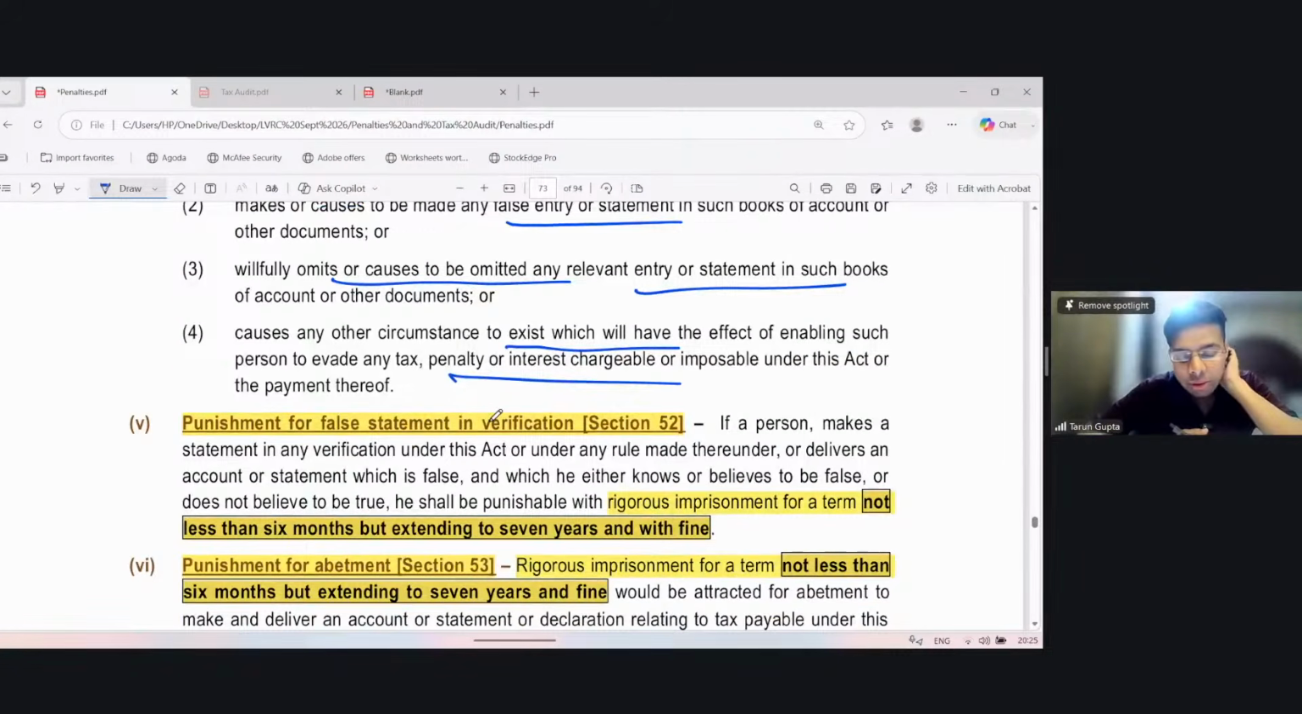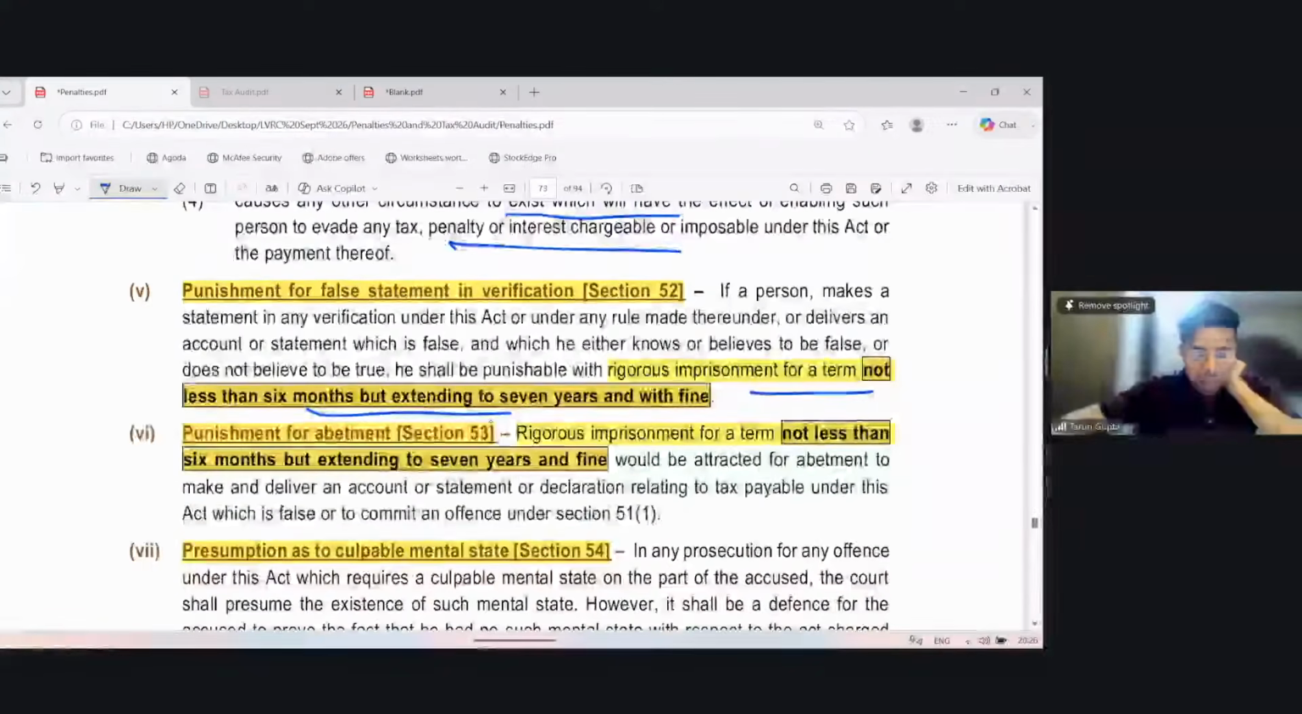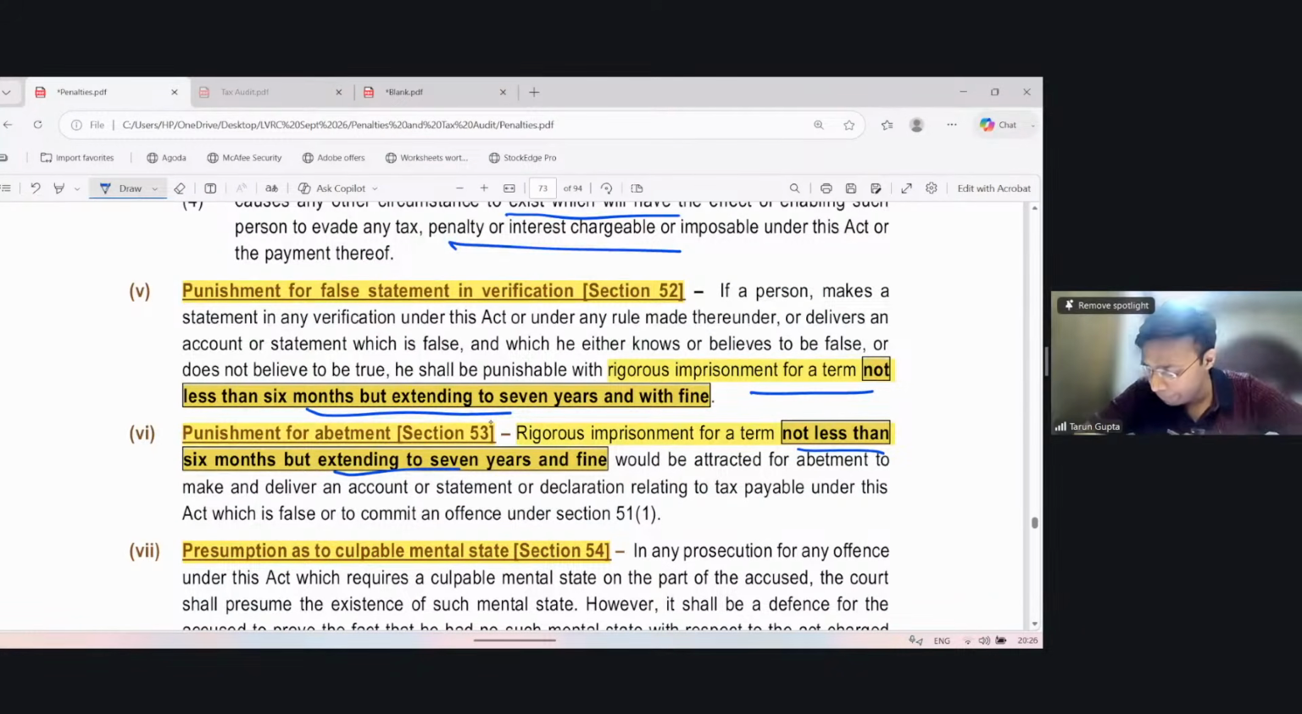Punishment for false statement in verification: in such a case, the person shall be liable for rigorous imprisonment for a term not less than 6 months, extending to 7 years, and with fine. Punishment for abetment: in such a case, it will be rigorous imprisonment for a term not less than 6 months but extending to 7 years, with fine. Okay, so these all were prosecution provisions.